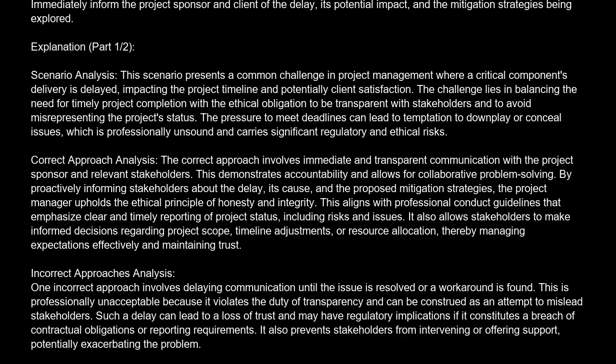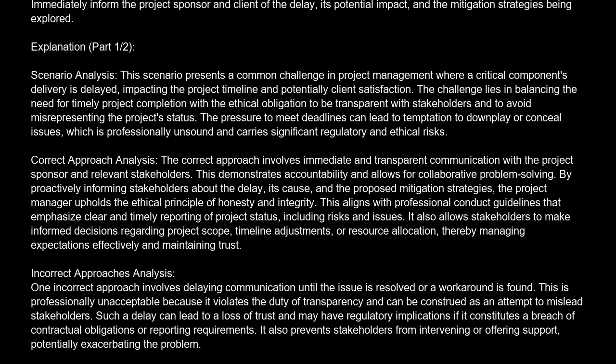This aligns with professional conduct guidelines that emphasize clear and timely reporting of project status, including risks and issues. It also allows stakeholders to make informed decisions regarding project scope, timeline adjustments, or resource allocation, thereby managing expectations effectively and maintaining trust.